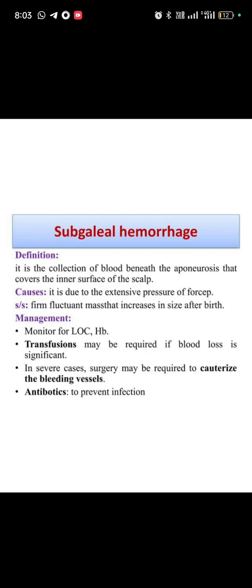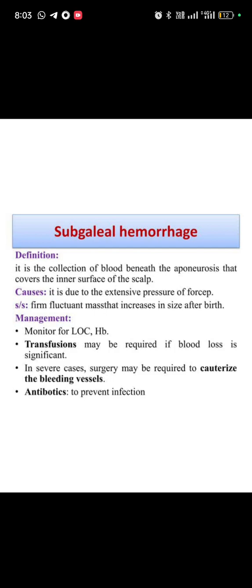Subgaleal hemorrhage is nothing but collection of blood under the aponeurosis. Aponeurosis is the covering on the inner surface of the scalp. So subgaleal hemorrhage is collection of blood under the aponeurosis, the inner surface of the scalp.